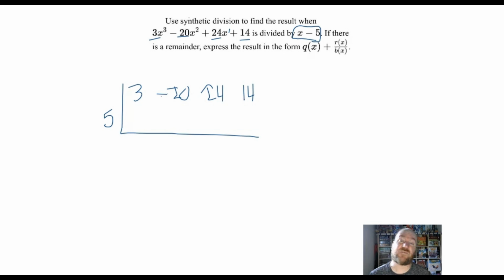Now, synthetic division only works when this x is a plain old x. If there was a 2x or a 3x there, this wouldn't work. So synthetic division only works when it's a plain old x. And you always take the opposite of the number, and that's the number that is written right here. And then synthetic division is just going to feel a lot like long division, just shorter because it doesn't have any letters involved. So you always bring down this first number.